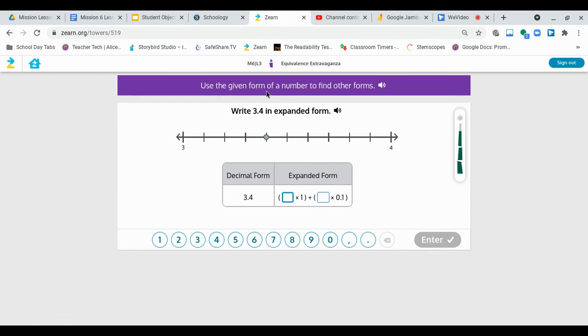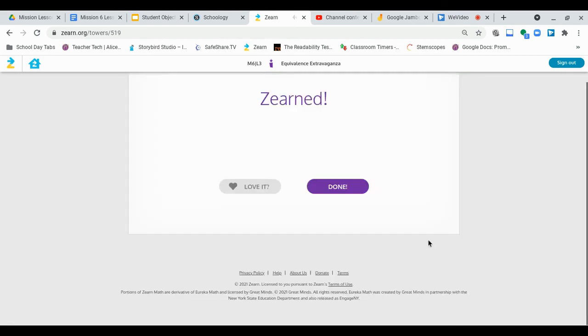Use the given form of a number to find other forms. Okay, we're still in that. Now we're going to write 3 4/10 in expanded form. So now all we're saying is, well, we had 3 4/10 in expanded form. How many ones did we have? We had 3 ones. And how many tenths did we have? We had 4 tenths.